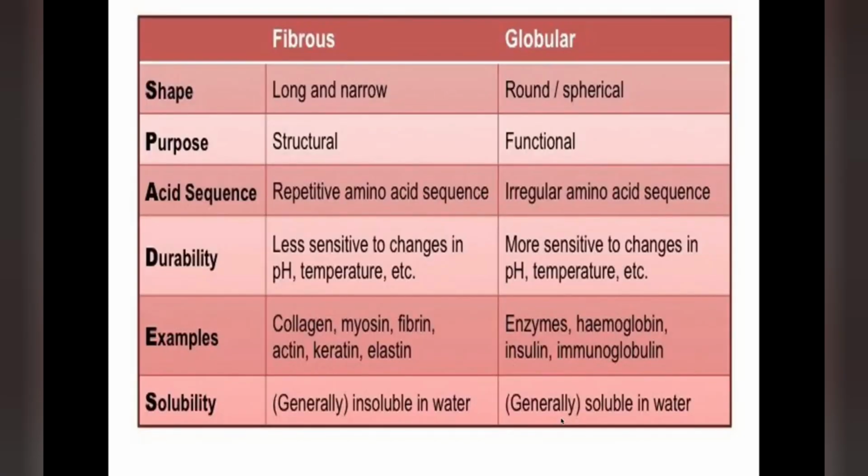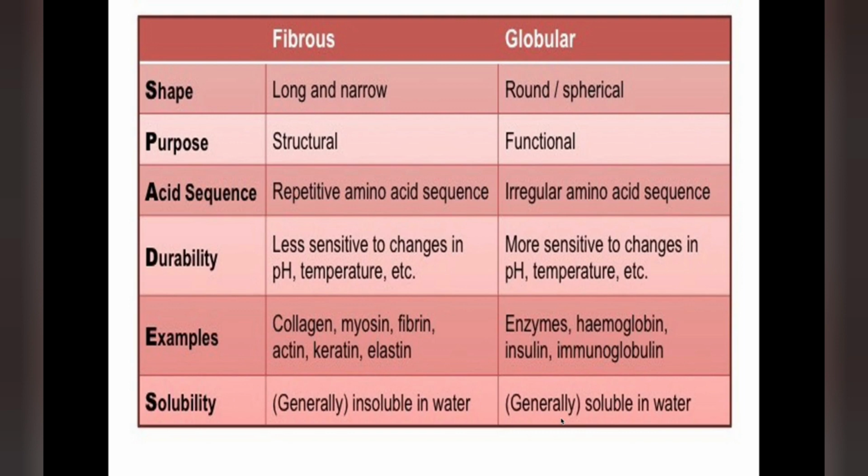Next we move on to the classification of proteins, which is done on the basis of their molecular shape. Here you can see there are two forms: one is fibrous and the second one is globular. What is a fibrous protein? When polypeptide chains run parallel and are held together by hydrogen and disulfide bonds, a fiber-like structure is formed, and these are insoluble in water. For example, keratin, which is present in hair, wool, silk, etc.